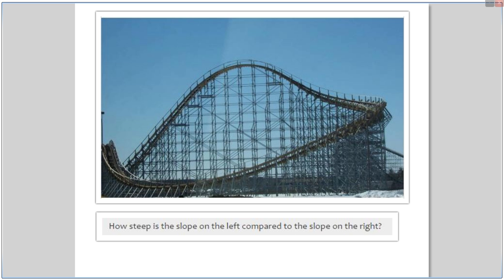How steep is the slope on the left compared to the slope on the right? Tell me. What do you mean steeper? It's more steep, yeah. And the one on the right is? Not as steep, or less steep. So which one would be more fun? The left one? You imagine going down this, you'd be screaming for your life, right?